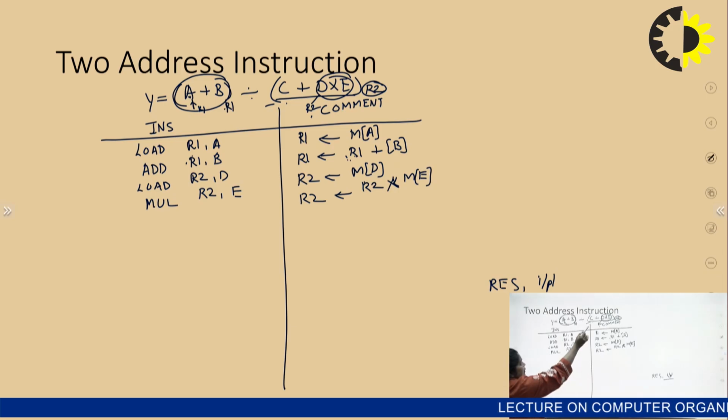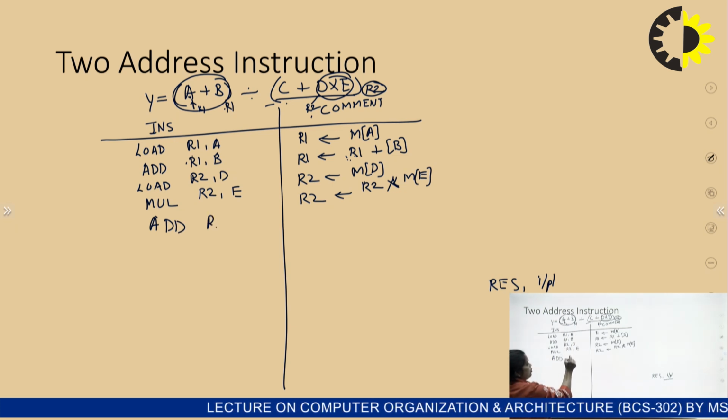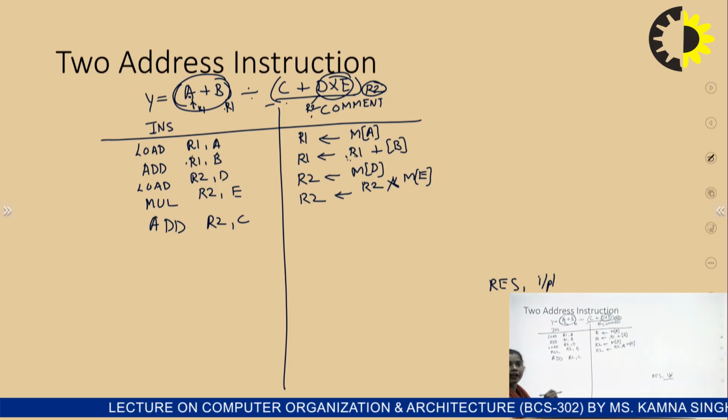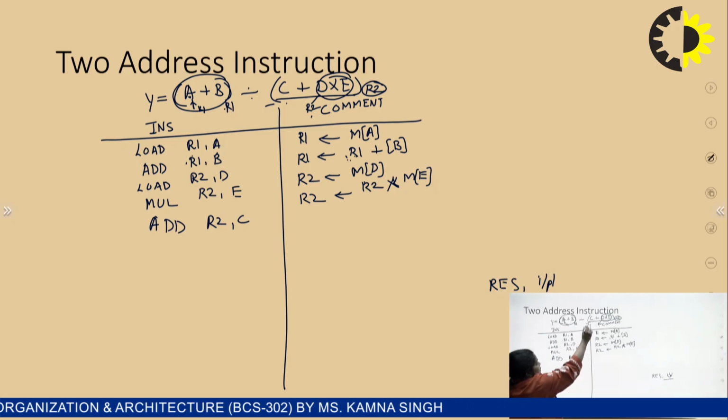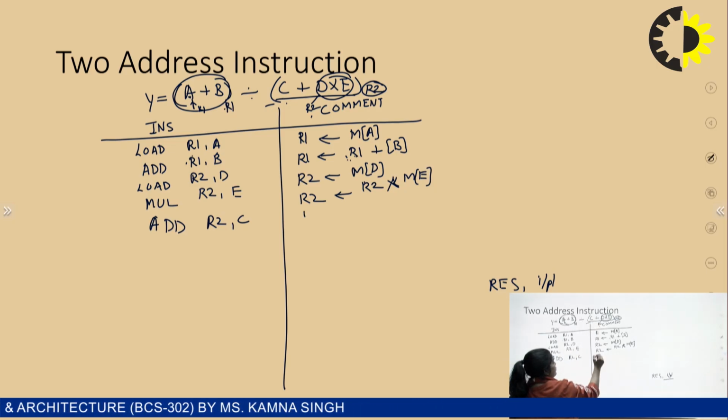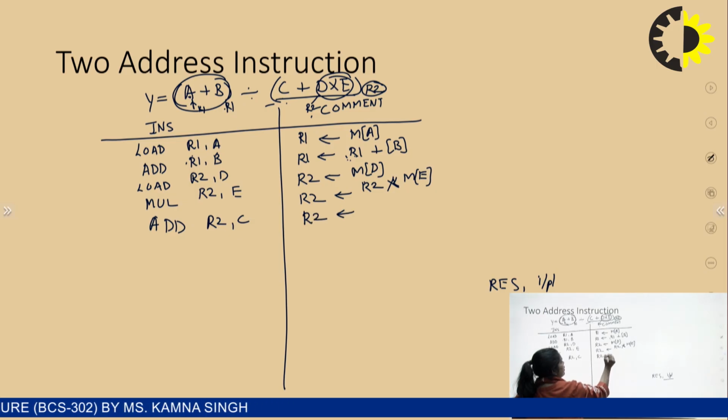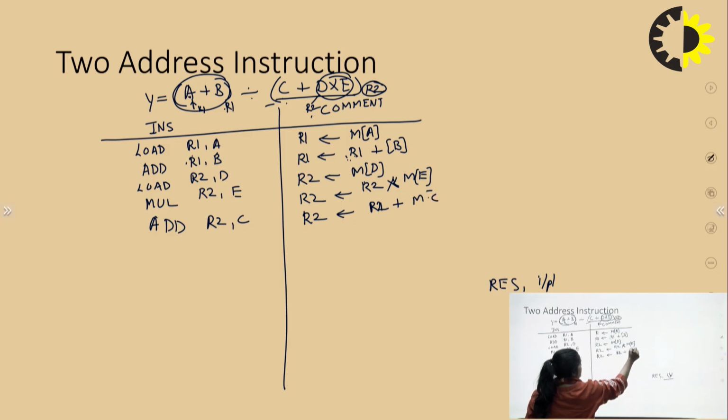Now for the C, again the add operation will be performed. This add operation is what? In the R2, C. You can also write C, you can change the sequence, that is C comma R2. That is also okay. Then R2 is what? Here R2 is R2 plus M of C. C plus D into E.